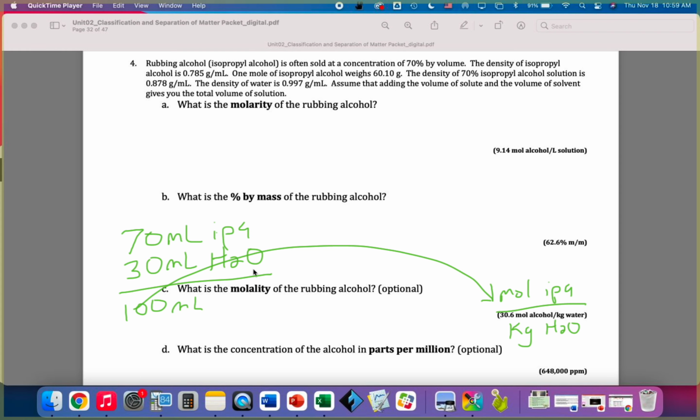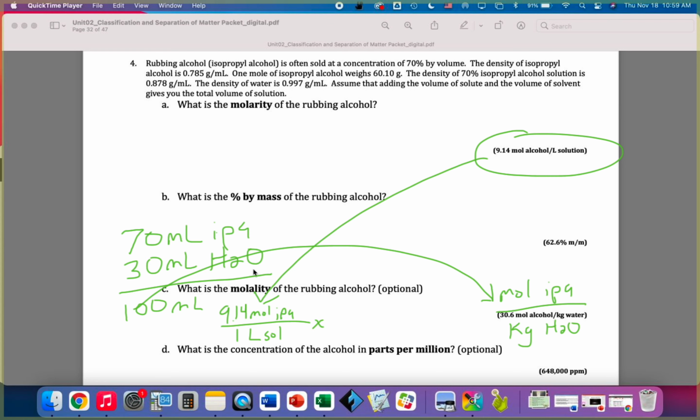So we know how much water we have now, and we know how much total solution we have. So I would say let's just take this answer up here, and we'll bring that down here. Rather than starting at the very beginning of the problem, why not start there? 9.14 moles of isopropyl alcohol is in 1 liter of solution. Okay. Well, the problem is I don't want solution, I want water.